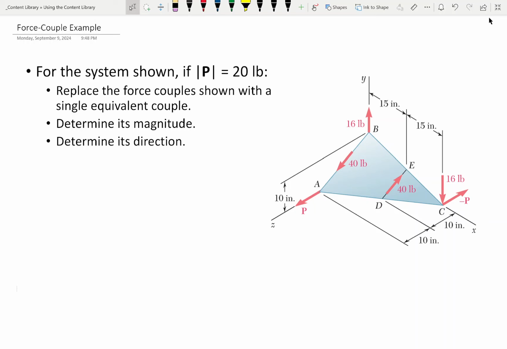Now, the goal for this problem is going to be to develop some couple vectors for these couples. So here's ultimately what we're going to do. I'm going to try and find the total moment on the system. And the way that I'm going to do that is this is how I'm going to write it. I'm going to write M16 plus M, and we'll call it P, plus M40.